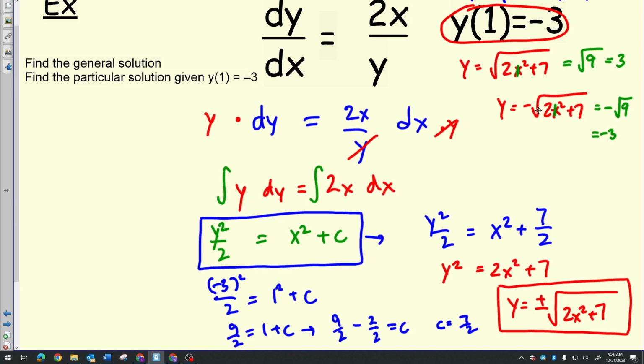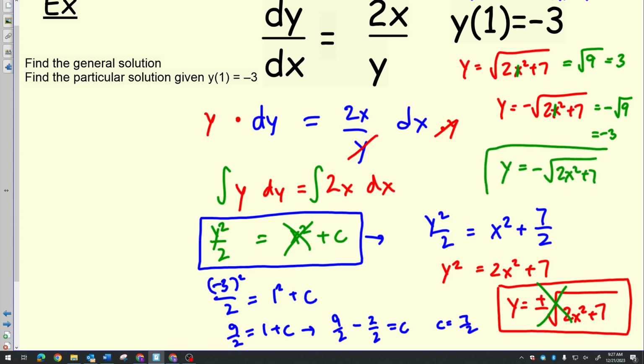So which one of these 2 equations actually satisfies my initial condition? It's the second one. So actually the answer is not y equals plus or minus square root of 2x squared plus 7, but it's y equals negative square root of 2x squared plus 7, and that is the final right answer. Okay, so let's go ahead and do another problem to help us understand this.